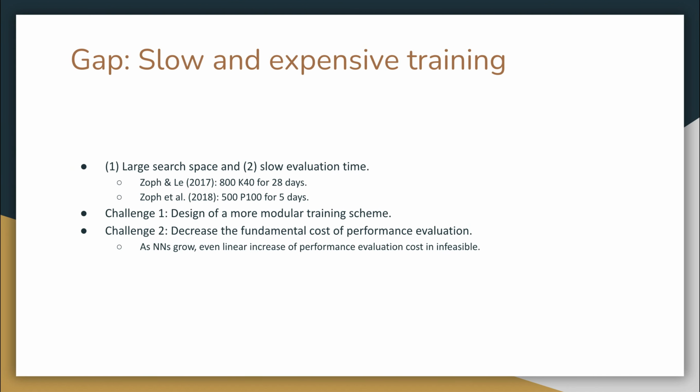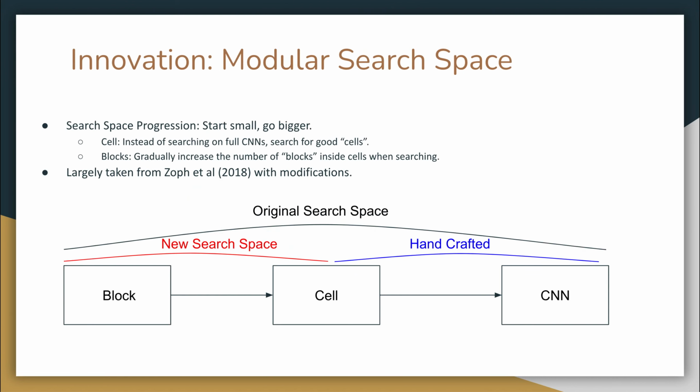While NAS has been largely successful, its downfall is in its extreme training time and cost, coming from the large search space of all possible CNNs and the expensive network evaluations. Thus, PNAS has two challenges to solve. First, it should be more modular in searching for good CNNs. Second, it must decrease the cost of evaluation, as even a linear increase is infeasible.